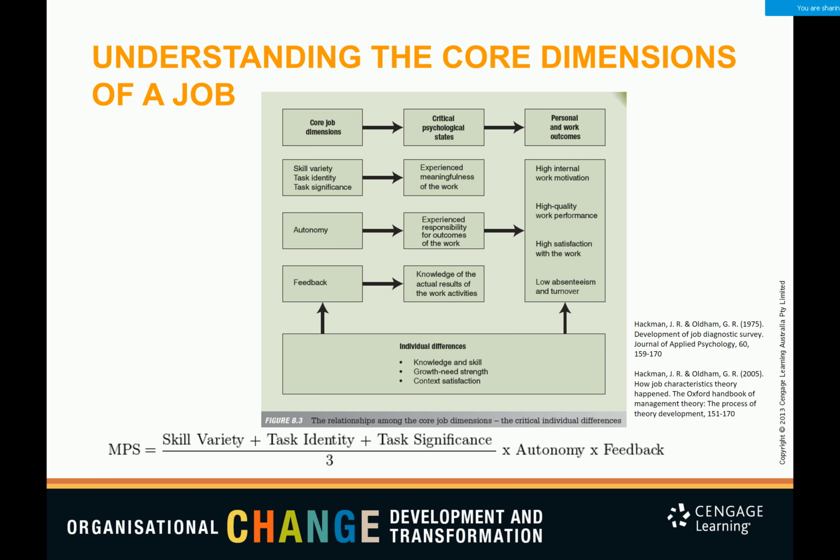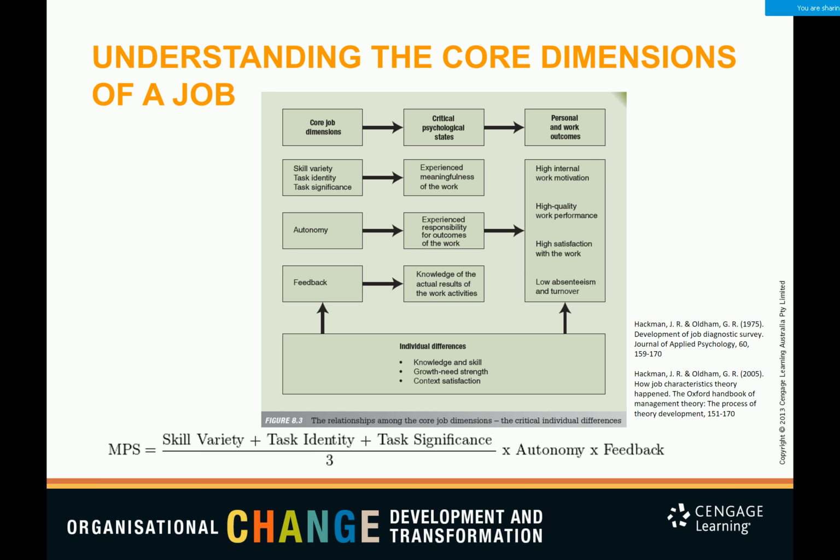Okay. Remember the employee motivational potential score? That means the motivation of the employee is equal to skill variety plus task identity plus task significance, divided by 3, multiplied by autonomy and feedback. This is Oldham and Hackman's theory, job characteristic theory.